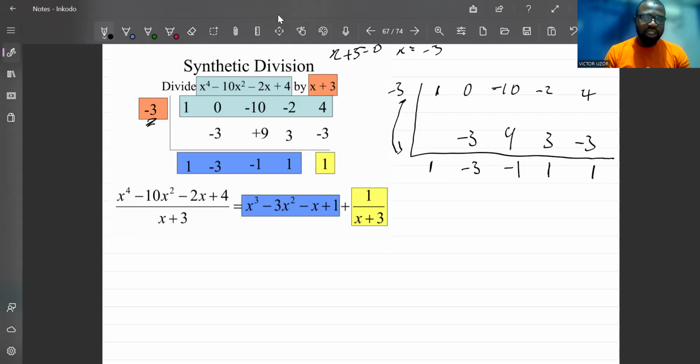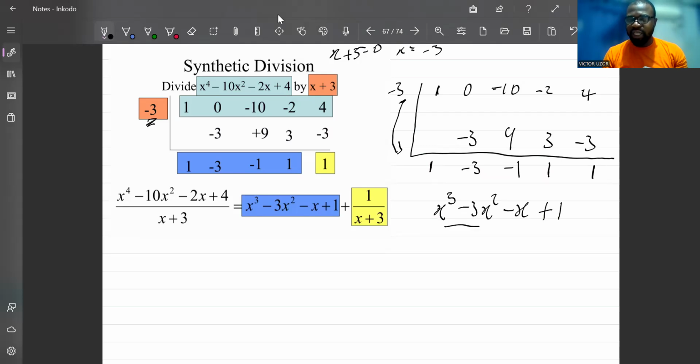So what you do now is this. If the polynomial starts with x raised to power 4, your answer will start with one power less, which is x raised to power 3. The first number is 1, so there's no need to write the 1. So it's going to be x cubed, followed by minus 3x squared, followed by minus x, which is x raised to power 1, and then plus 1.